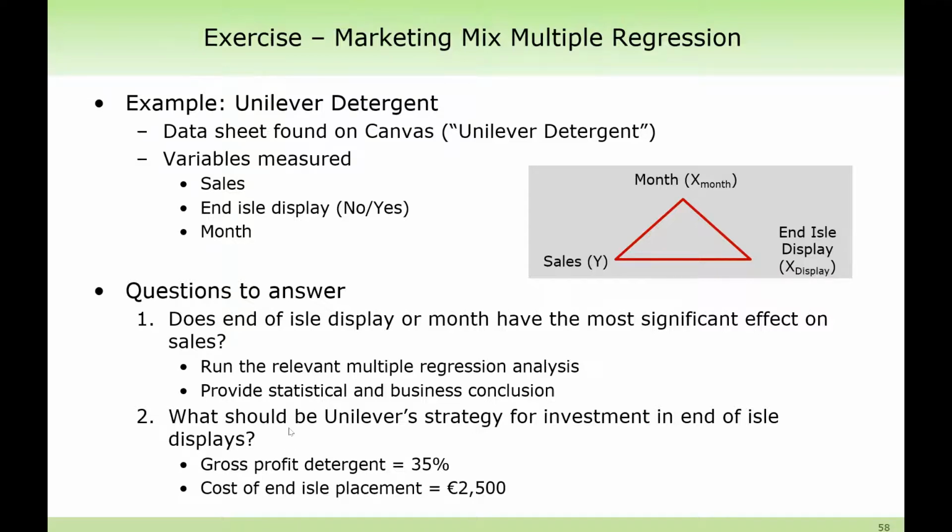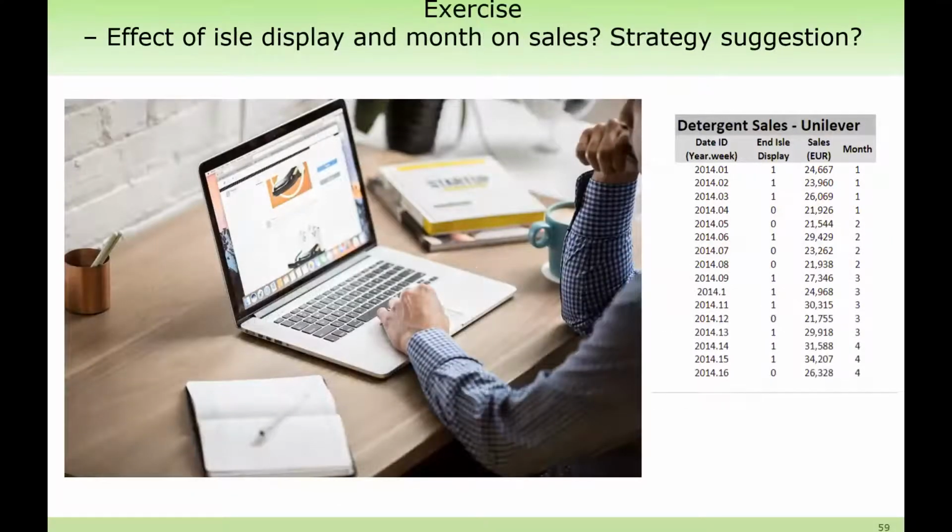Some of the assumptions that we need in order to answer the second question will be that there's a gross margin, or gross profit, on the detergent sales of 35%, and the cost of having an end-of-aisle display is 2,500. So how do we crack this one? Well, first of all, we have to produce a regression analysis, and then we can use that to make conclusions. So let's take a look at an example.